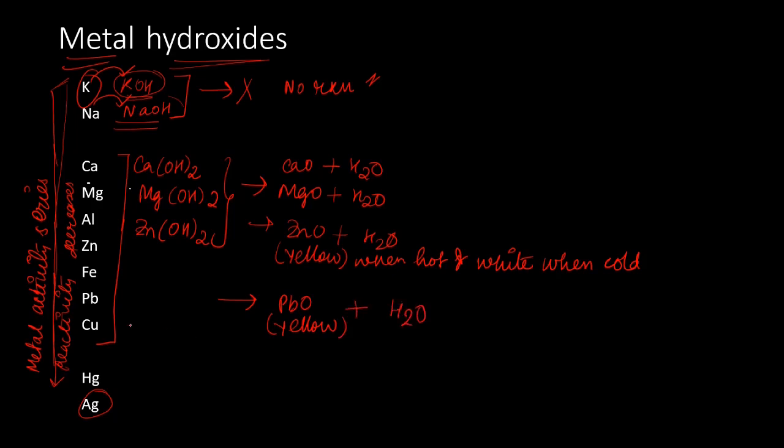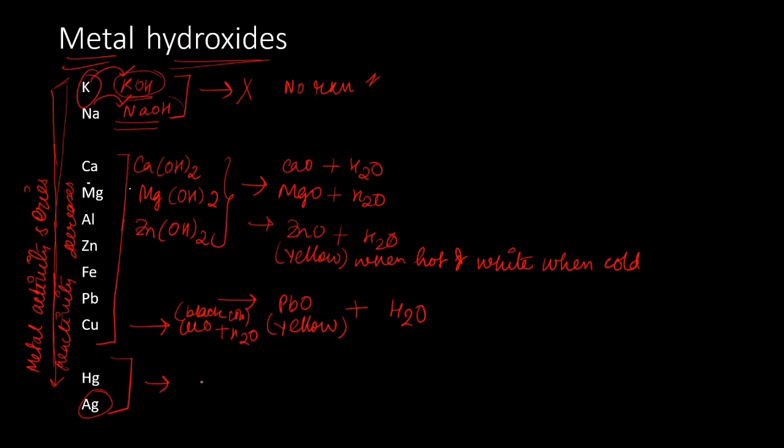Copper hydroxide gives CuO. CuO is a black colored oxide. So black oxide. This is important. You have to be aware of the color, because whenever a particular reaction is given, you won't know what the product actually is if you don't know the color. So the black colored compound is copper oxide and water. Done.